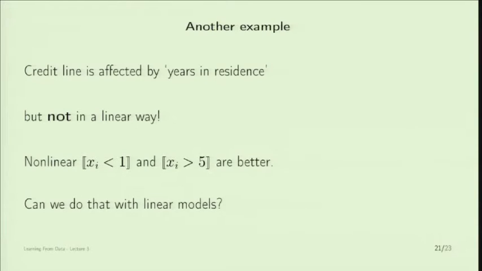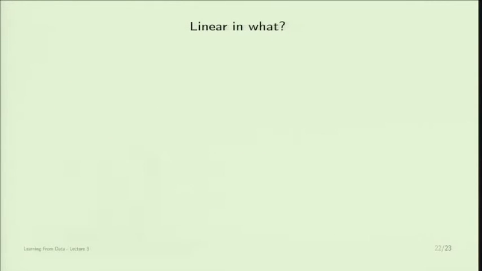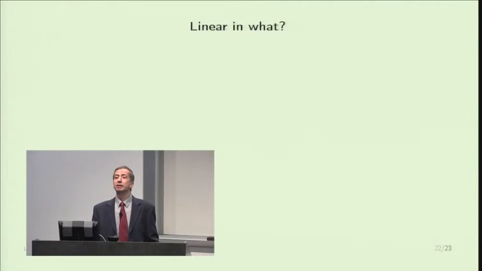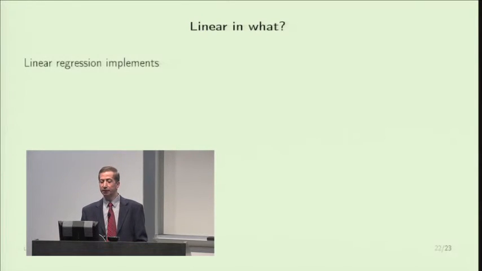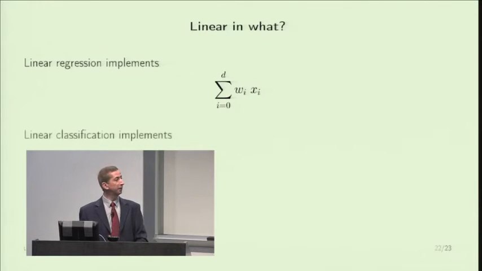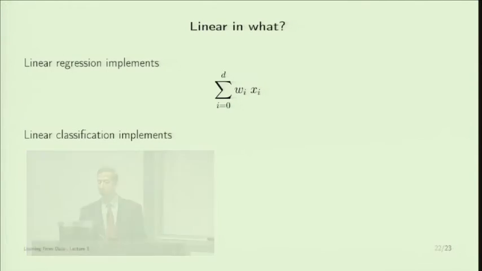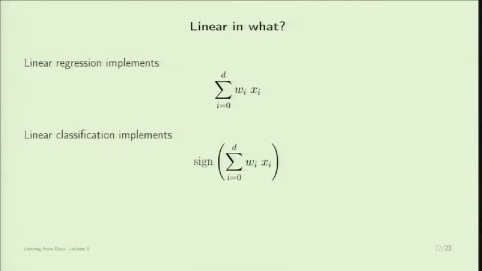So this is the question: can we use linear models? The key question to ask is, linear in what? Okay. What do I mean? Look at linear regression. What does it implement? It implements this. This is indeed a linear formula, okay? And when you look at the linear classification counterpart, it implements this. This is a linear formula, and the algorithm being simple depends on this part being linear, and then you just make a decision based on that signal.